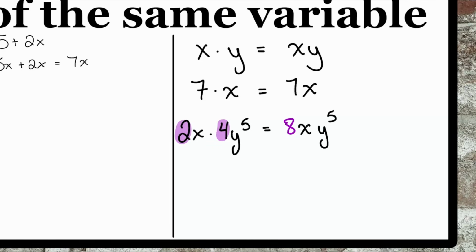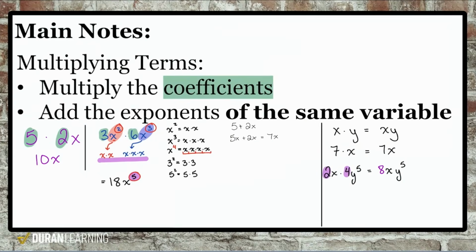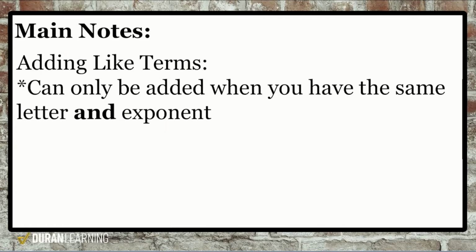So everybody, with that said, are we ready to move forward to the part of adding like terms? Perfect. Sounds good. So let's move forward to the next very important part about combining like terms. I want you to begin first by writing this down. When it comes to adding like terms, this can only be done when we have the same letters and exponents on each of the terms. Be very careful writing this down.